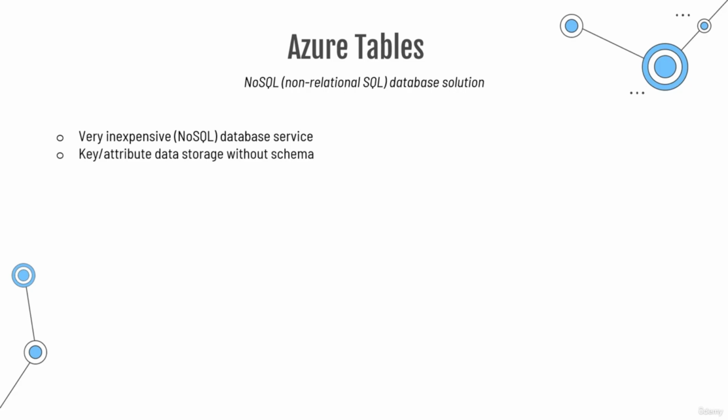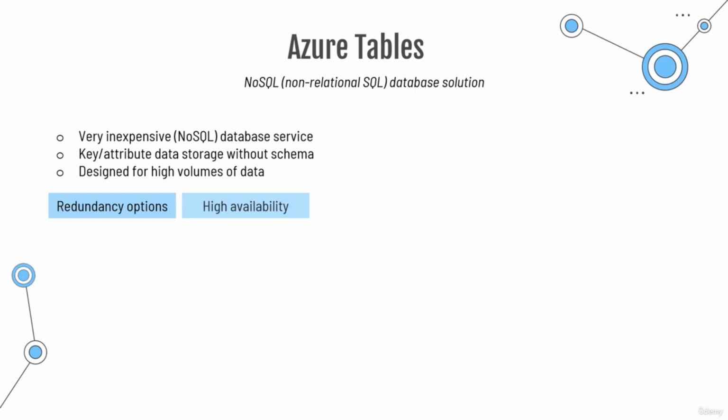The Azure Tables are just a key attribute data storage without a schema. This means we have a very basic table structure. We cannot make any joins. In general, this is designed for high volumes of structured data. And since we use the Azure Tables from our storage account, we have all of the options also available there. So we have all of the redundancy options and the high availability. Let's see now how these tables work.